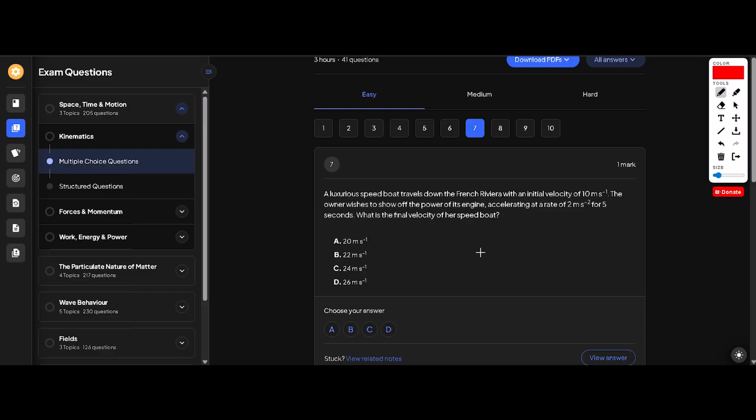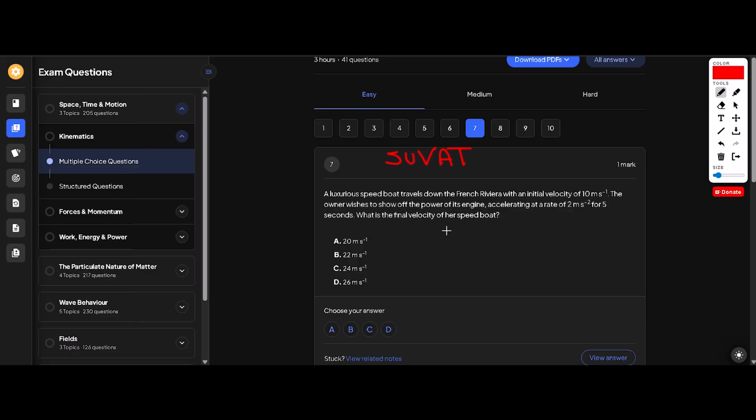Okay. In question 7, he's saying a luxurious speedboat traveled down the French river with an initial velocity of 10. So we have here the initial velocity equals 10, which is very important: get out the givens first while you are reading to make it easier to solve the question. So here we are going to go over the kinematics equations, or the SUVAT. Height, delta x or delta y, depending on the question that you are solving.